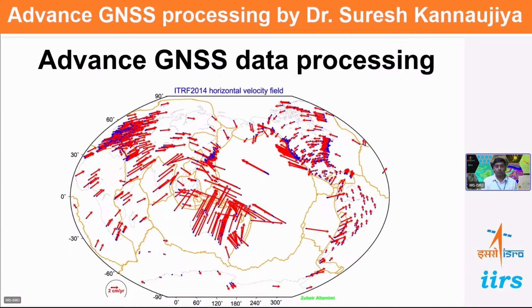And we know that GNSS data is giving vital information for hazards, for mapping, for monitoring. So it has ample applications. And when we talk about the millimeter, why do we need millimeter accuracy? Where do we require such accuracy?